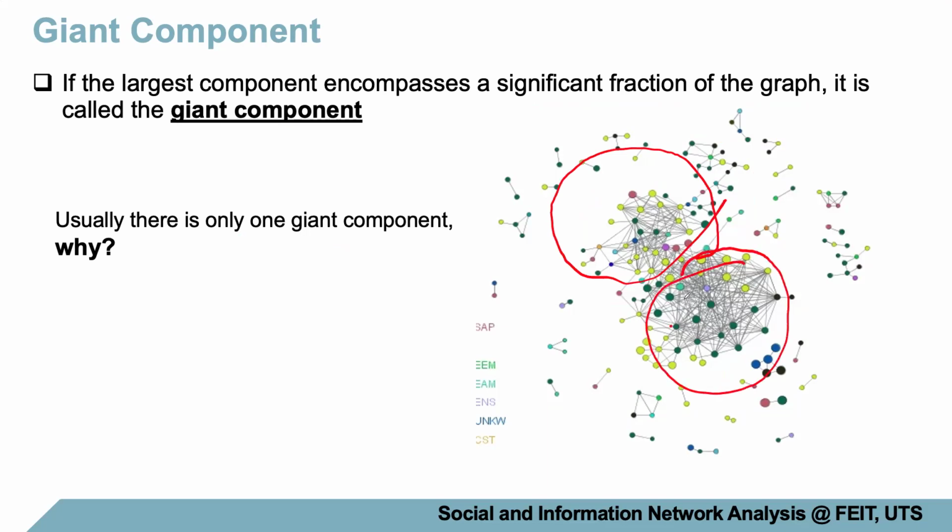Then if they both contain many nodes, if there is just a single edge between any nodes of these two giant components, then it will be connected. So it will be combined as one giant component. This is very easy to happen if there are two giant components. So usually there is one giant component in the network if there's one.